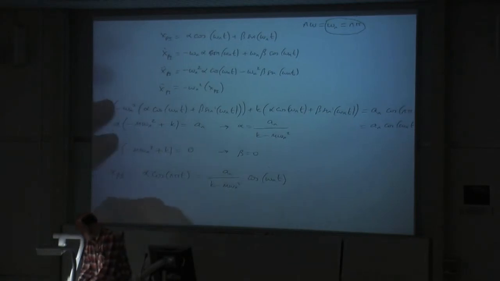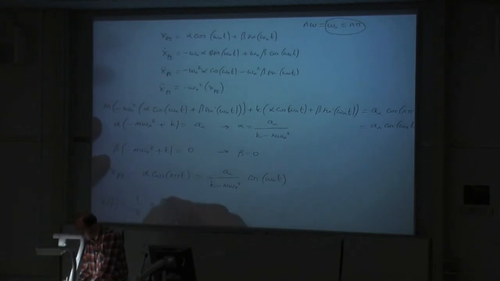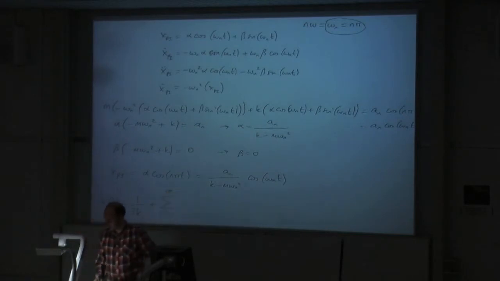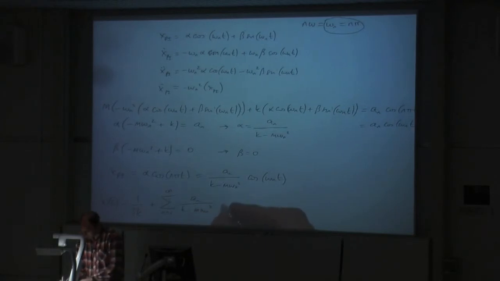So x of t, we have to do with a constant term, or we found x of t with a constant term, that's 1 over 3k, plus for n equals 1 to infinity, we have our x particular term, a n over k minus m omega n squared cosine omega n t.